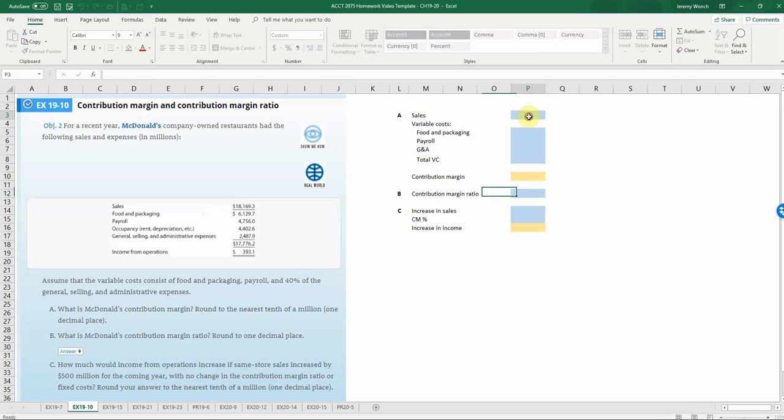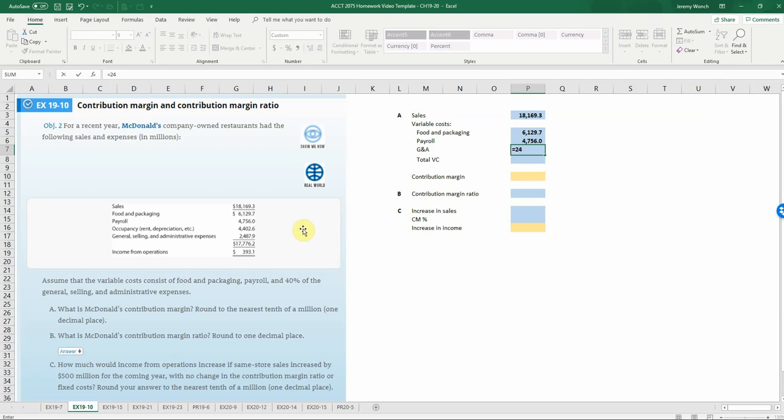So we'll start with our sales. We had 18,169.3. Now we want to subtract out just the variable cost. It says to assume that the variable cost consists of food, packaging, payroll, and 40% of our general selling and administration. So all the food and packaging is going to be variable, so we got 6,129.7. All the payroll is variable. And of our general and administrative, it says 40% of it is variable.